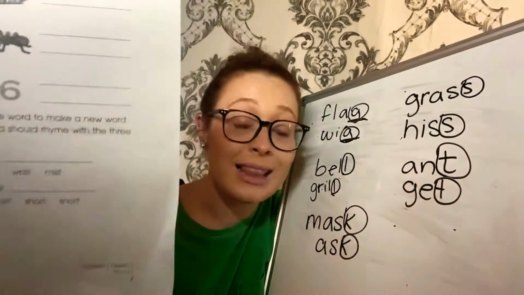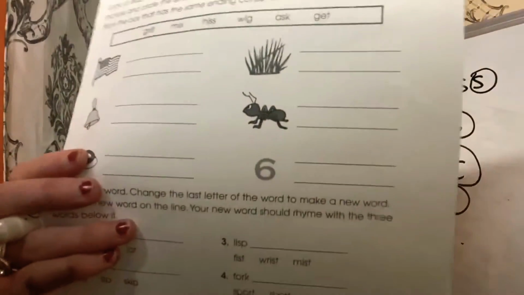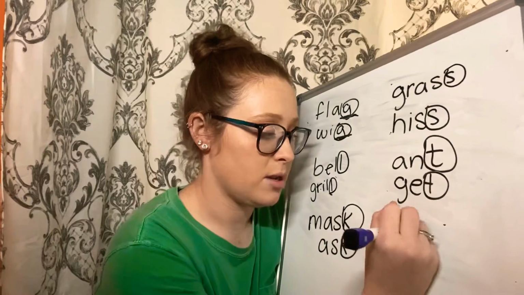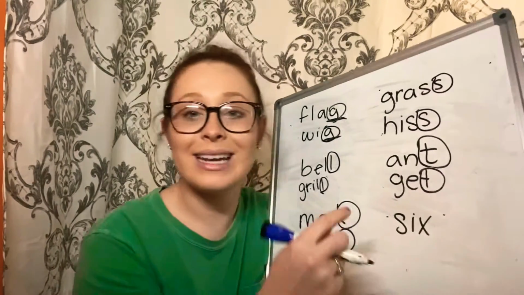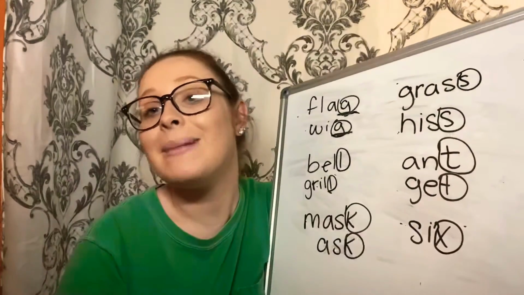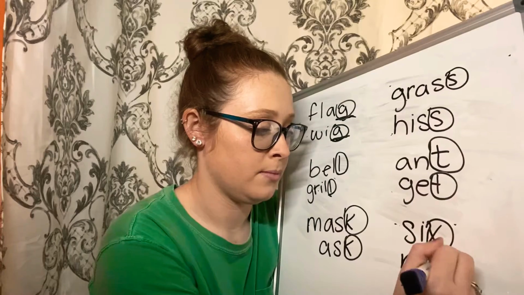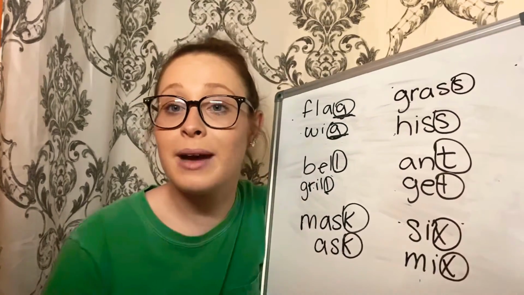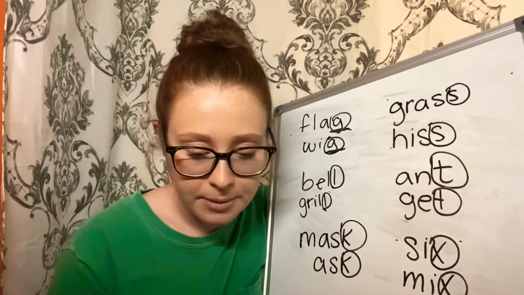Look at that last picture. What is that last picture of? It's the number 6. So 6. What is my ending consonant? The X. So what word do I have left? Mix. I'm going to circle it. There's my top part. Okay?